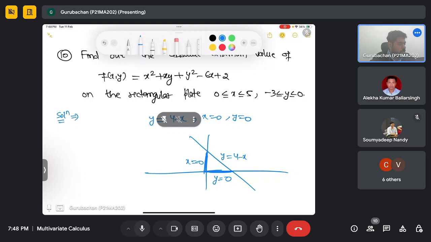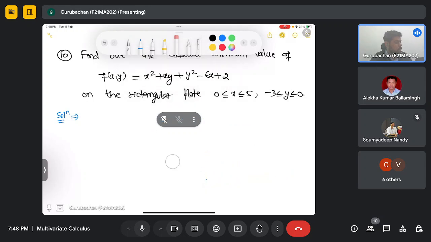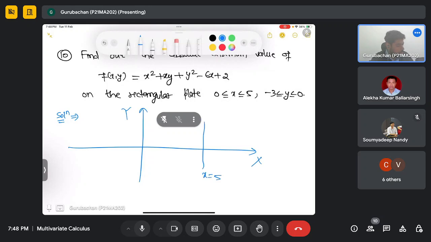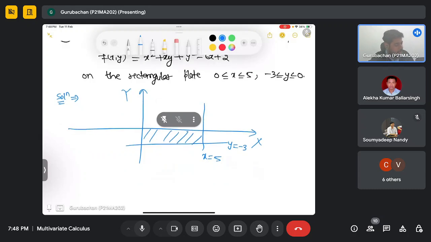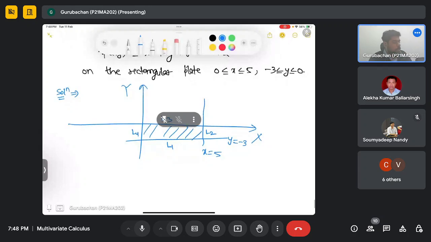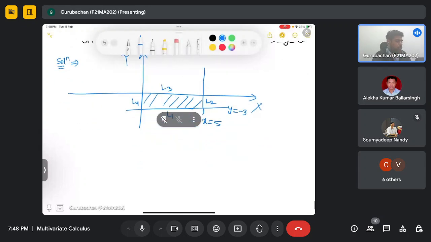Okay, so let me come to our actual question. First of all, we will draw our rectangular plate. This will be x equal to 5, and this is some y equal to minus. So we will write these lines as L1, L2, L3, L4 for the boundary cases. First of all, we need to compute the partial derivatives.